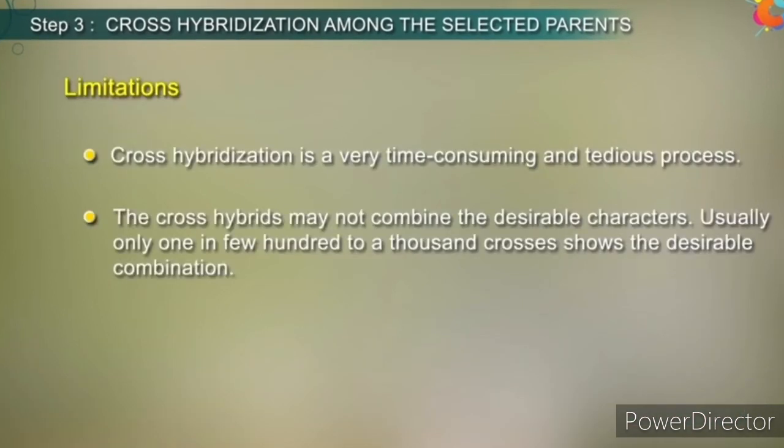So the limitations we already saw: first, hybridization is a very time consuming and tedious process, waiting for the pollen grains to mature. The second point, the cross hybrids may not combine the desirable characters. Usually one in a few hundred to 1,000 crosses shows the desirable combination.